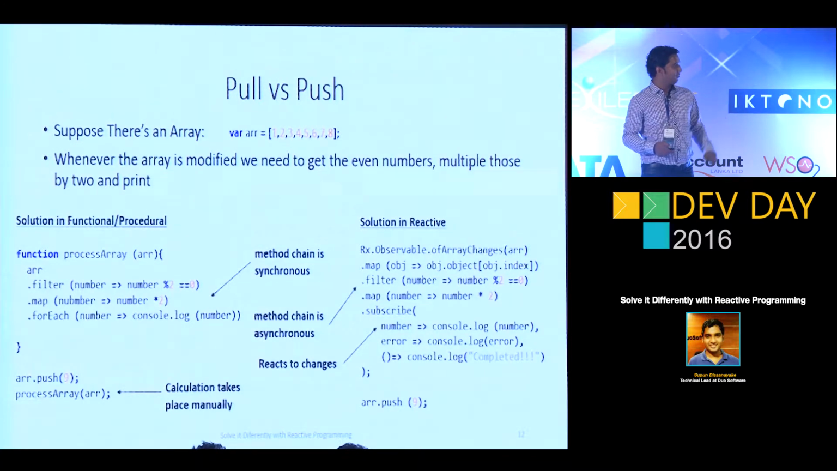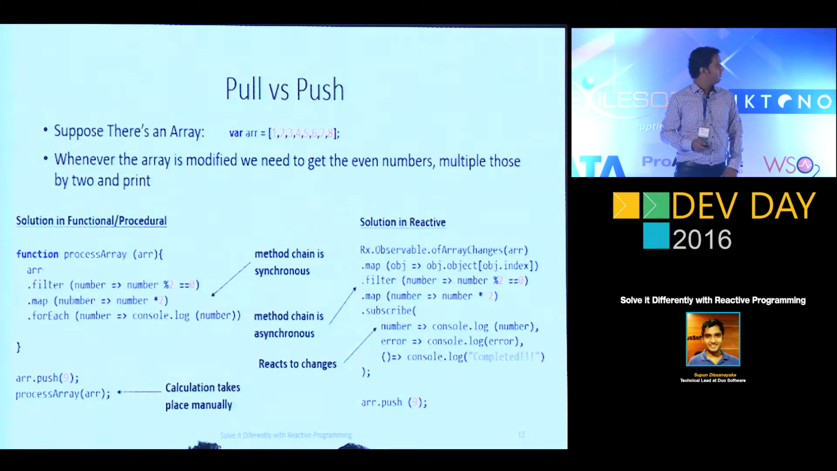But here it is very asynchronous. When you apply filter, it returns an observable which you can monitor. And at the end of the chain, you can subscribe to that observable. So that's the main difference between the two.